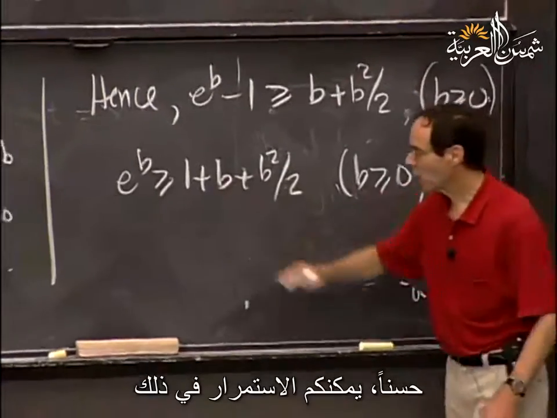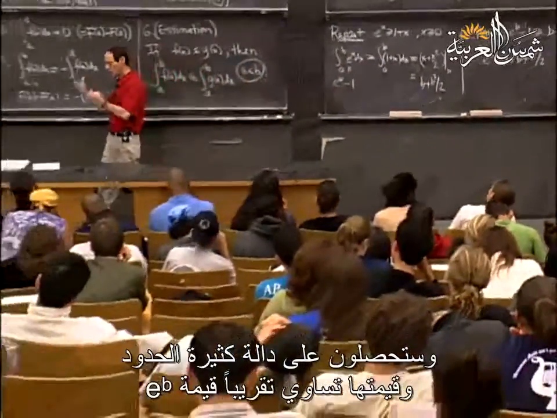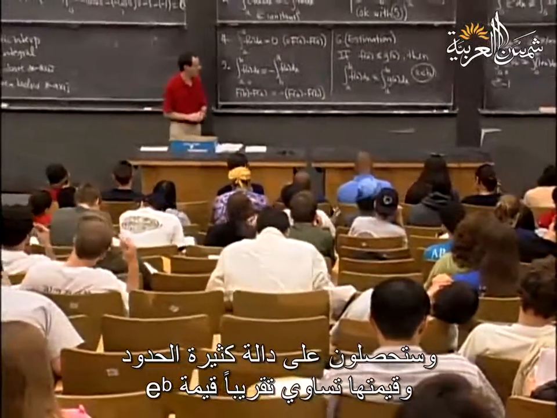All right, so you can keep on going with this, and you didn't have to think, and you'll produce a very interesting polynomial, which is a good approximation to e to the b.